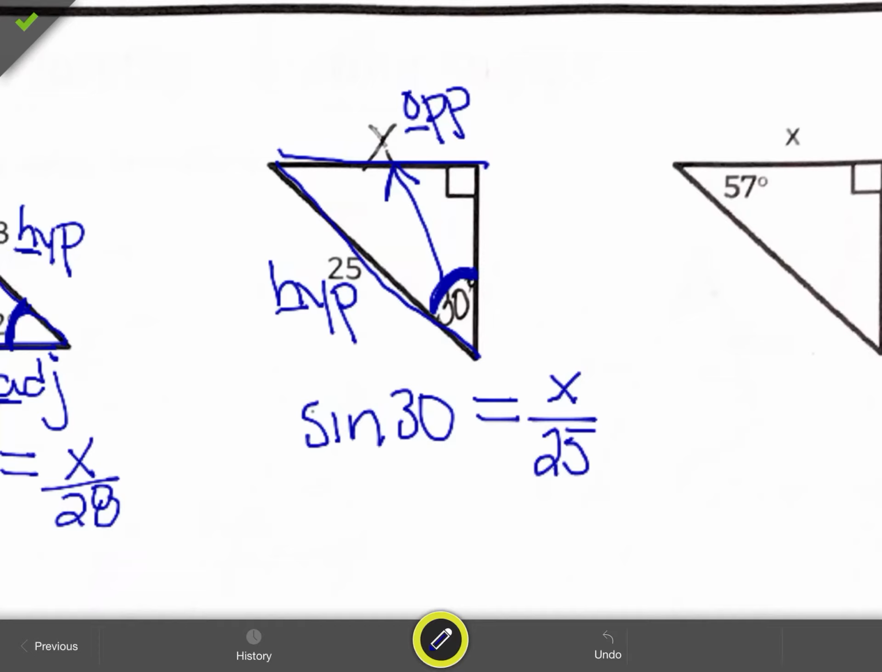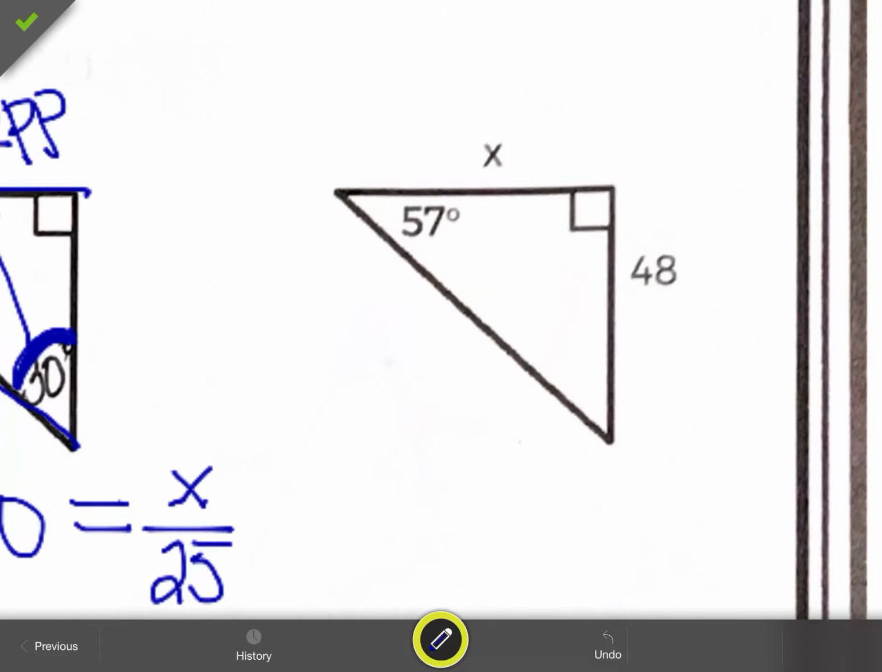So again, if you made a mistake, please correct it on your notes. Don't leave the wrong information on notes. Never helpful. All right, same last one in this section. Mark your angle. It's 57 degrees. Look at the pieces that they gave you. They gave us this X and this 48.